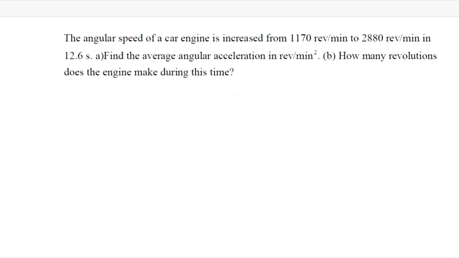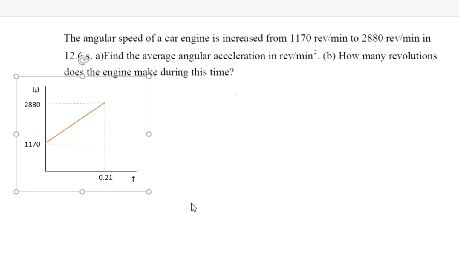Okay, now. So this is basically the same problem, but we're using the graphical approach now. For this problem, we know that the engine is accelerating. So if we create an omega versus time graph, it will look like this. We are assuming, of course, that the rate of change of omega with respect to time is constant.